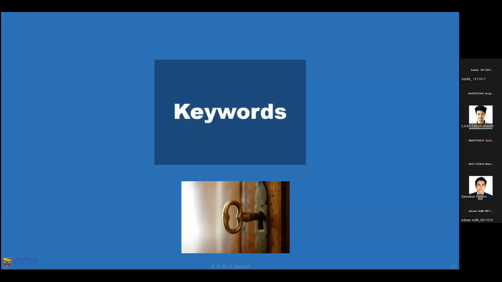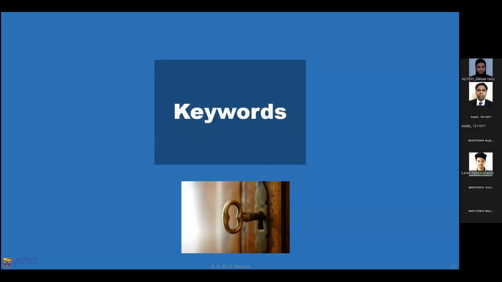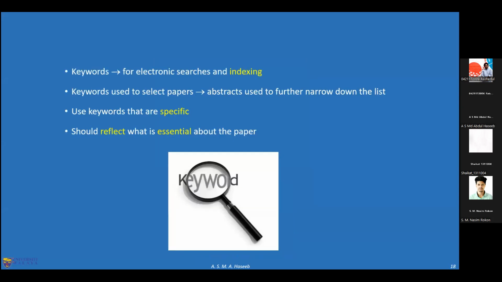Now, as for the keywords, these are required in many of the journals, and these are used for search purposes. So these are quite critical because we want to have as many audiences coming to our paper as possible. And if we don't use the right keywords, they will not be able to locate our paper. So it's very important. Now, the keywords have to be more specific than the title. And of course, they have to reflect the content of the paper.